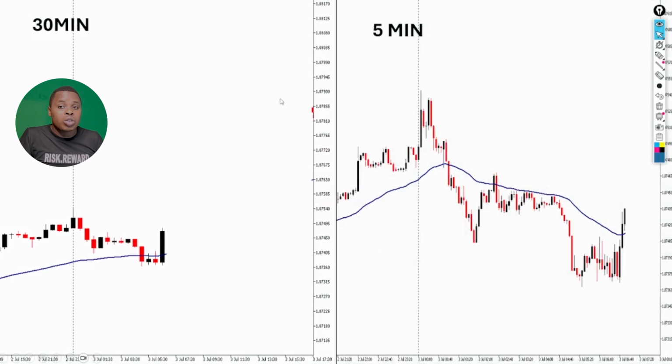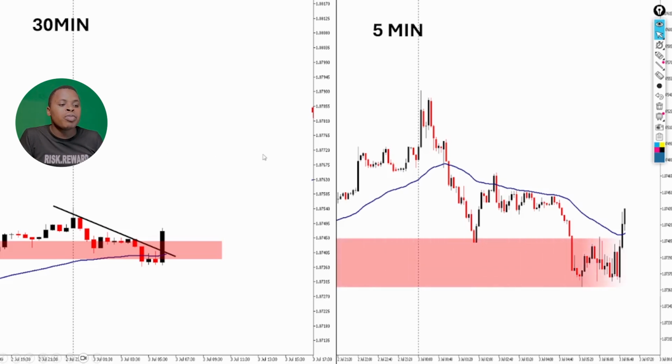And when this happens, the next thing we want to do is go to the lower time frame. In this case, we started on the 30-minute time frame, and since we started on the 30-minute time frame, this is our area of value. This is our trend line for the 30-minute time frame, and this is the same trend line on the lower time frame, the 5-minute time frame.